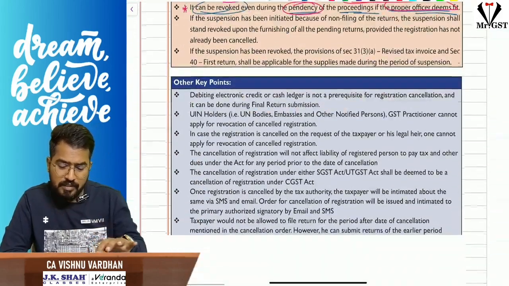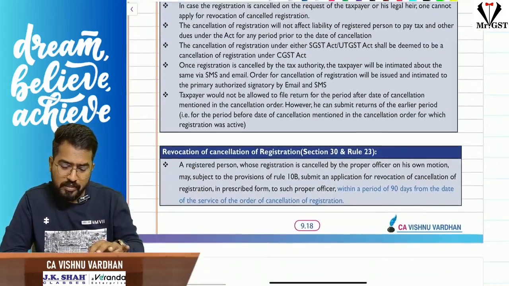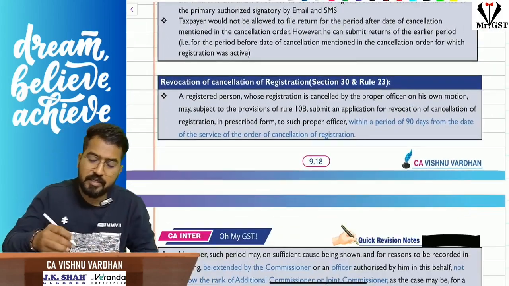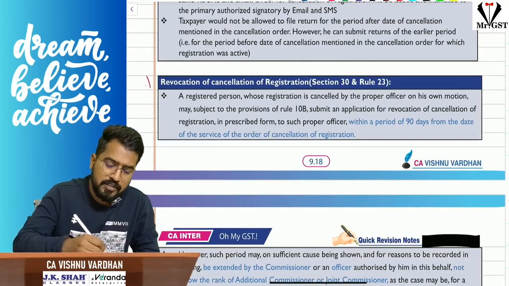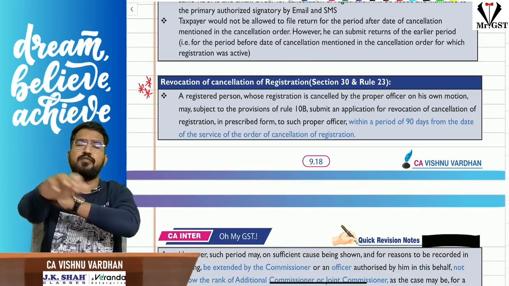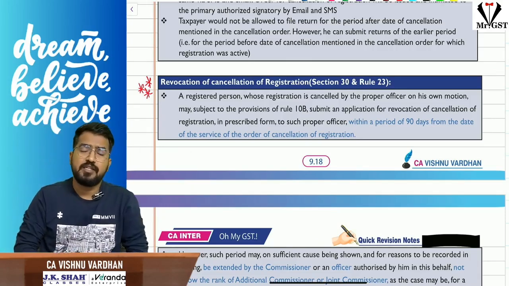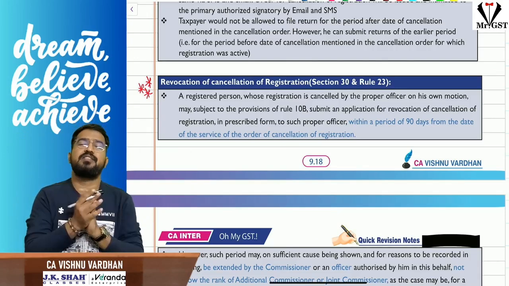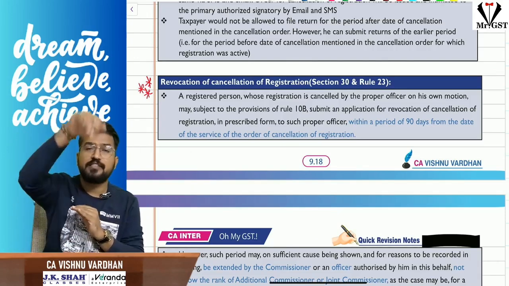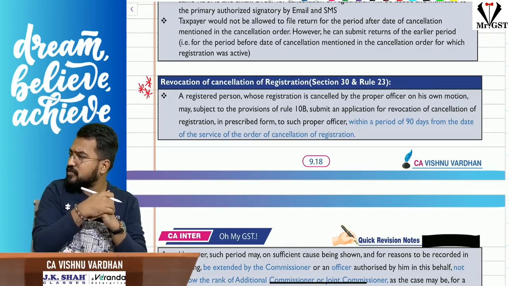Next, there are some small key points, you can just go through that. And revocation of cancellation, another important point for you. What is this revocation of cancellation? Now please understand, when your registration is cancelled, you can go and ask the proper officer, sir, my registration has been cancelled, please cancel the cancellation order, sir. Like that you can go and ask for the revocation.